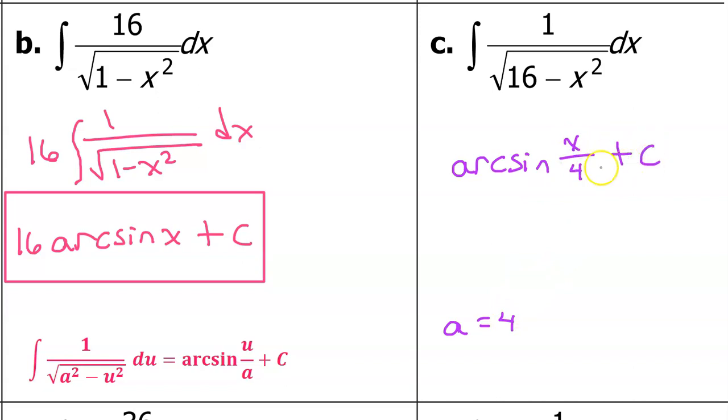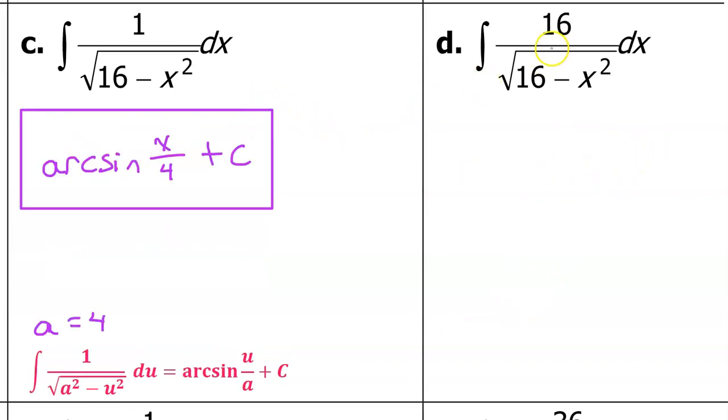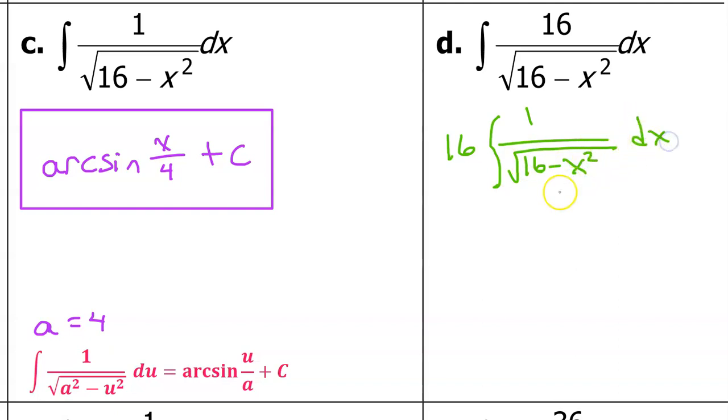plus c. Looking at part D, we see the 16 in the numerator and as the constant in the denominator. The 16 from the numerator will come out in front of the integral, and we will have 1 over the square root of 16 minus x squared dx. Then we will understand that the a value is equal to 4, because the square root of 16 is 4.